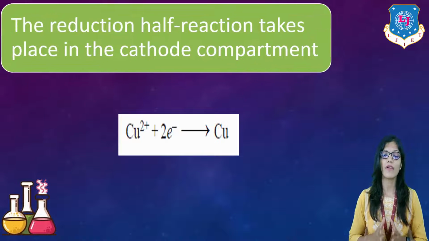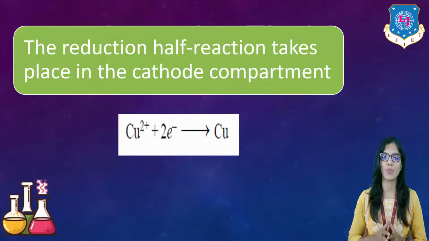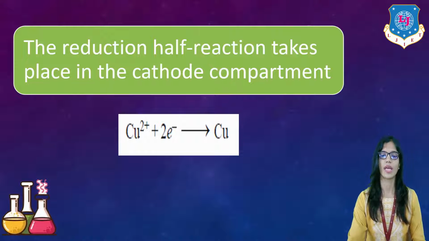The reduction half reaction which takes place in the cathode compartment is Cu2+ plus 2 electrons gives Cu. So Cu2+ accepts 2 electrons and will convert itself into Cu, right? So that part will behave as cathode. One is anode, second one is cathode. Right?